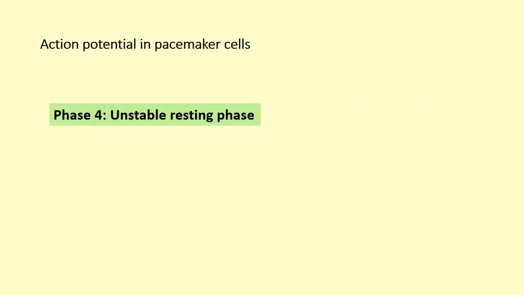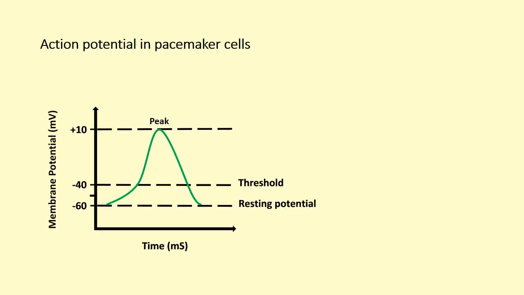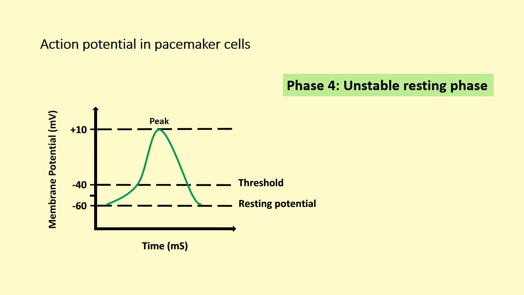The action potential in pacemaker cells has 3 phases. Pacemaker cells like the sinoatrial node have unstable resting membrane potential, so they can spontaneously generate an action potential. In phase 4, the inward flow of sodium ions called funny sodium currents through the HCN channels increases the membrane potential in the sinoatrial node.